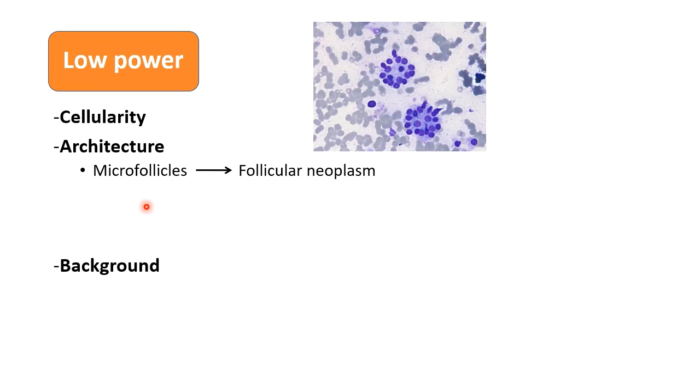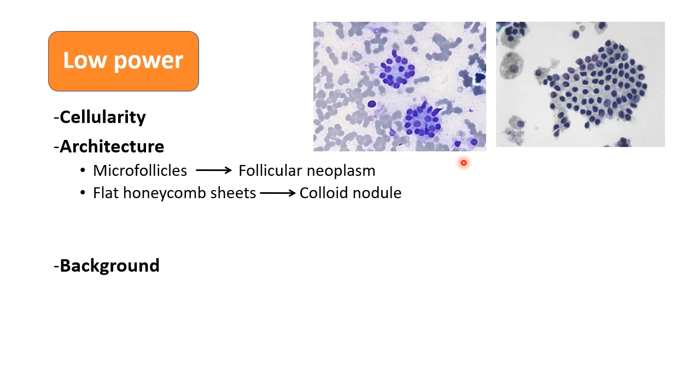So if you have microfollicles, they indicate towards a follicular neoplasm. What are microfollicles? Microfollicles are when you have less than 15 follicular epithelial cells arranged in at least 2/3 of a circle. Then they are known as microfollicles. And they may or may not have colloid inside the lumen. So in architecture, we can either have microfollicular arrangement or we can have flat honeycomb sheets. These flat honeycomb sheets can be seen in a colloid nodule. There is maintenance of polarity and there is adequate spacing in between the follicular epithelial cells. No overlapping is seen.